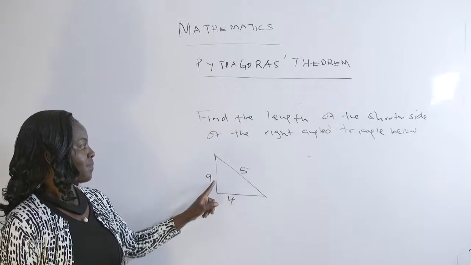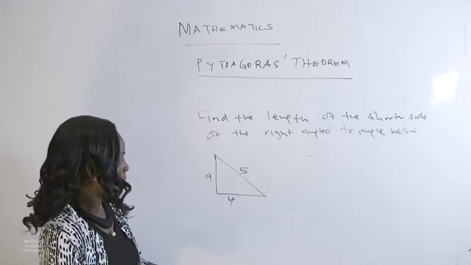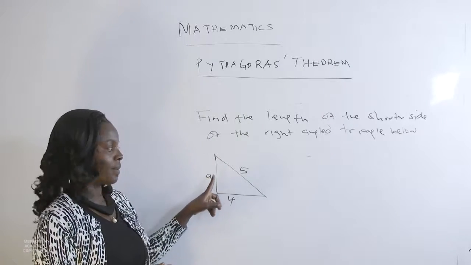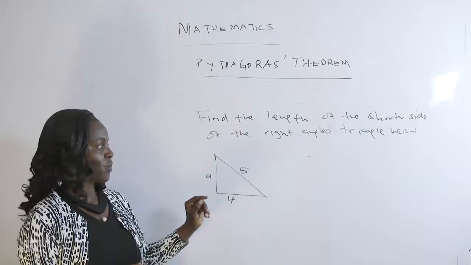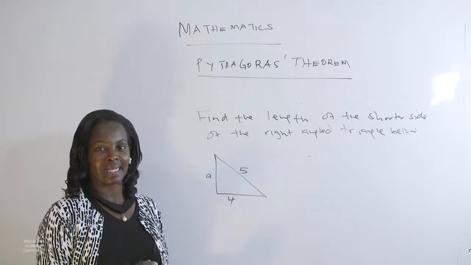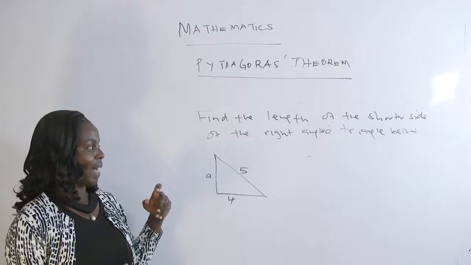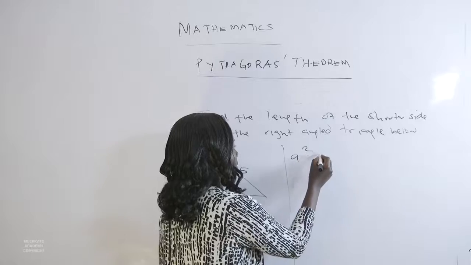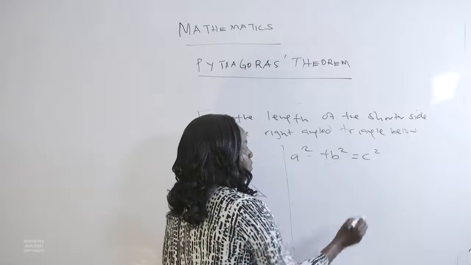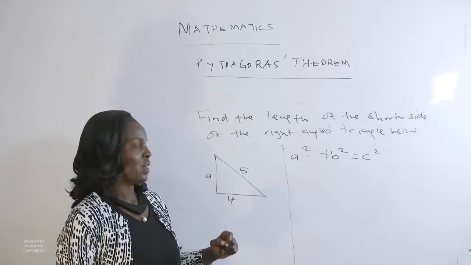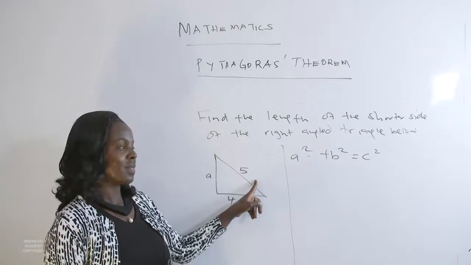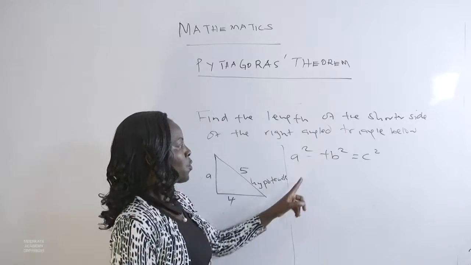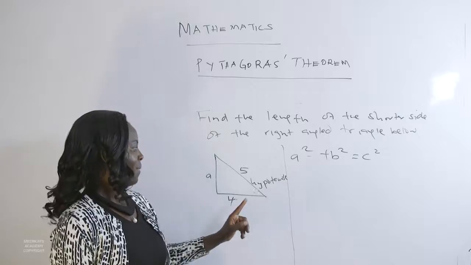we have a triangle. Triangle A, and this is 5, this is 4. We are told to find the length of the shorter side. That is A. A is unknown. Again, we still use the formula. This time round, the longest side, which is the hypotenuse, is known. So we will substitute the known values.